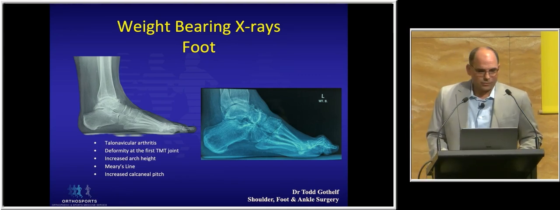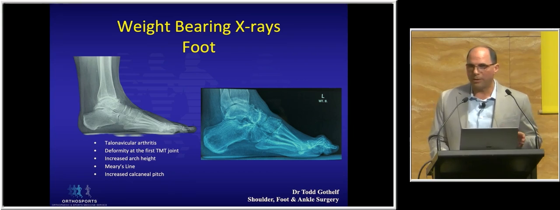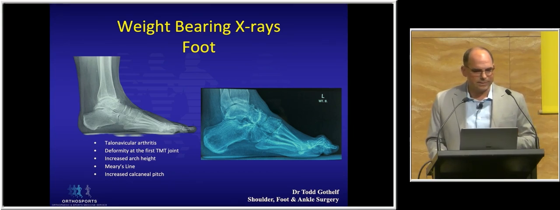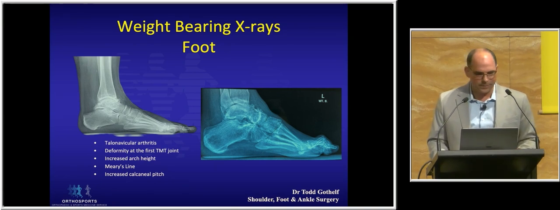So with weight-bearing x-rays, what you'll see here, the one on the left side is just a normal x-ray, and the one on the right side is an x-ray of this patient. And so what we'll first notice here, you can see there's talonavicular arthritis on the right side. Where are the deformities? So we want to look for the center of rotation axis. So we're looking where the deformity lies. You can see here in the first TMT joint, there's a midfoot deformity, apex dorsal.